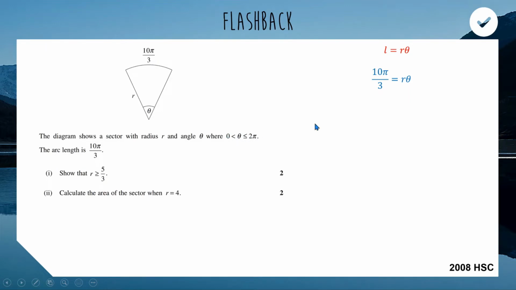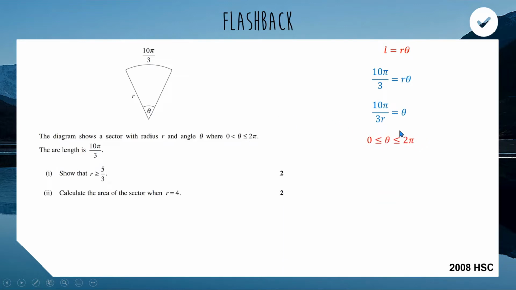Okay, so what we're going to do is take our equation over on the right here. We're going to rearrange to make theta the subject, because then we know that will be between 0 and 2 pi, and we'll have an inequality, and we can see the target for the question is an inequality. So we're going to divide both sides by r to get theta equal to 10 pi over 3r. Now this is an expression for theta, so this must be between 0 and 2 pi.